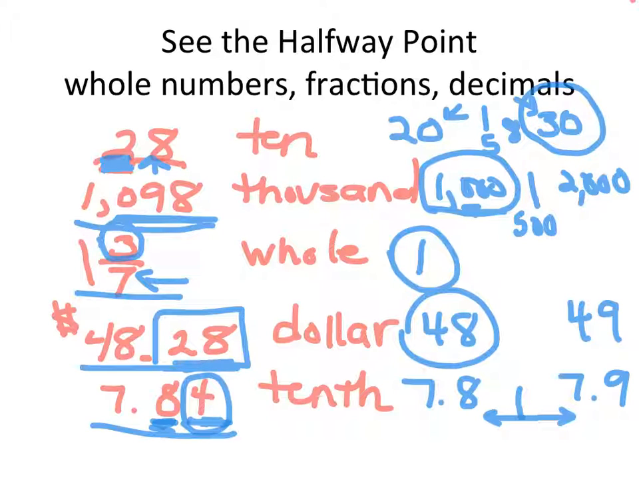So the halfway point is 5 of those parts. I'm closer to where I started. So my answer is 7 8/10. This is all about finding out what the halfway point is and then figuring out if what I have is less than or greater than that halfway point.